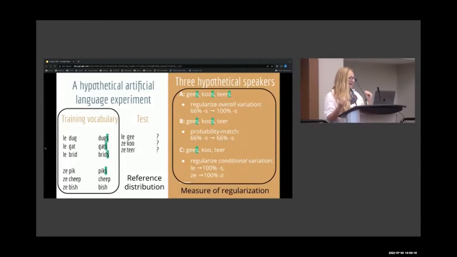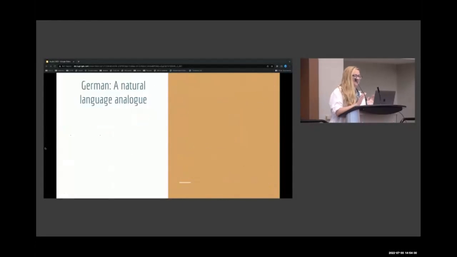So what we want to do here is see if we can take this framework and use it in a more natural language setting. Happily, it turns out that there is a natural language that shares many important characteristics with the hypothetical language I've shown you here, which happens to be German.